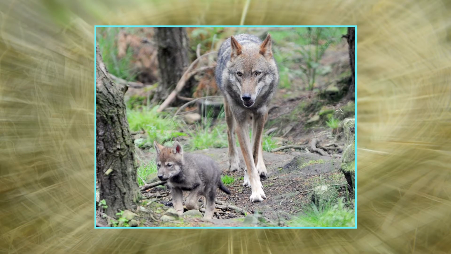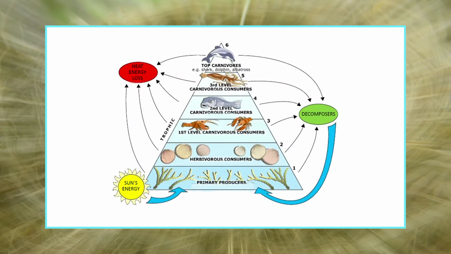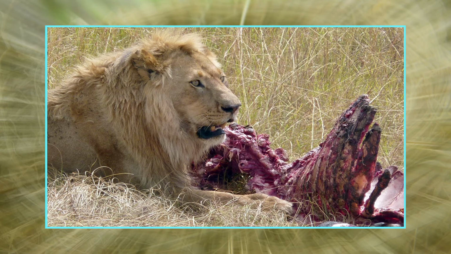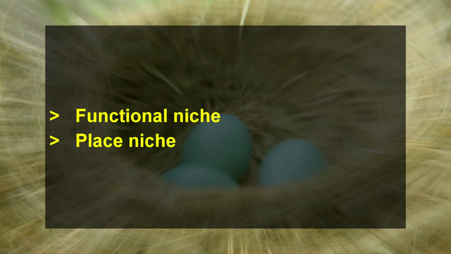and produce offspring. In 1927, Charles Sutherland Elton, a British ecologist, defined a niche as follows: the niche of an animal means its place in the biotic environment, its relations to food and enemies. Thus, Elton classified niches according to foraging activities, that is, food habits. Clark in 1954 distinguished two separate meanings for the term niche: the functional niche and the place niche.